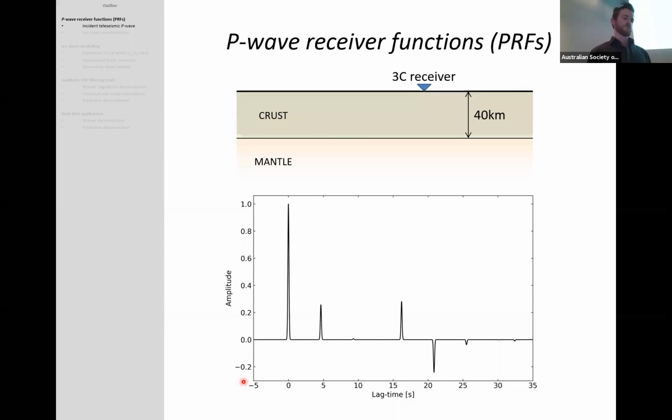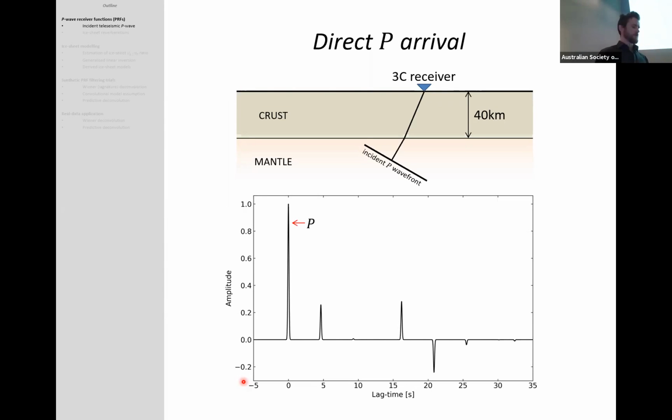To show the character of the receiver function, we'll have a look at the output of a single layered crust above a mantle half space. Here I've just used average body wave velocities and densities for a 40-kilometer thick crust. The first peak to arrive at 0 time here is the direct P wave arrival. The following peaks in the function are the phase conversions and reverberation lag times due to the direct P wave arrival, with respect to the direct P wave arrival.